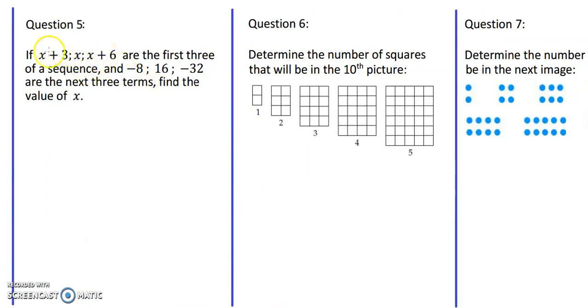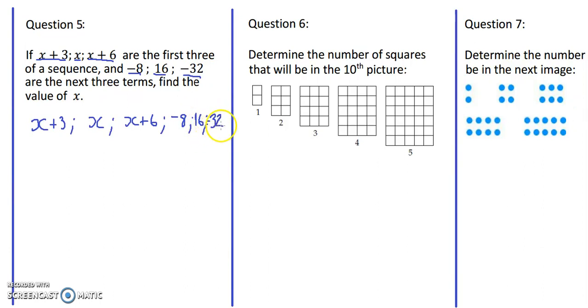Okay, question 5. If x plus 3, x, and x plus 6 are the first 3 terms of a sequence, and negative 8, 16, and negative 32 are the next 3 terms, find the value of x. Okay, let's write this down. X plus 3 is the first term, then x is the second, then x plus 6. Okay, then we've got negative 8, 16, and lastly negative 32.